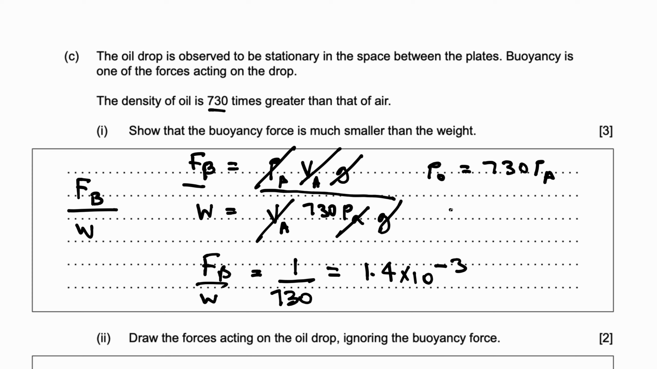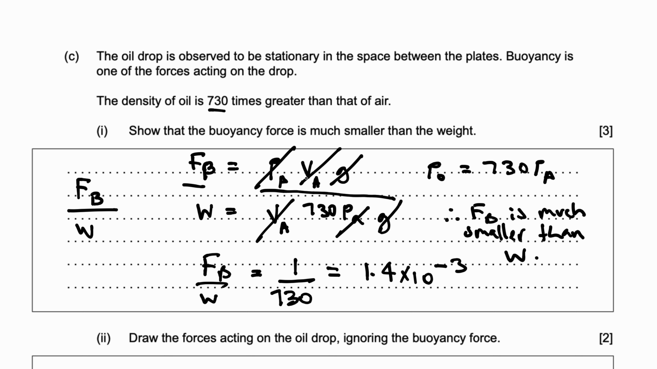Okay, and hence I can say that FB is much smaller than W. Essentially all I did was find the expression for buoyancy and weight, and if this ratio of expressions is greater than 1, I know that buoyancy is greater than weight. If it's less than 1, I know that weight is greater than buoyancy. In this case, since it's less than 1, I know that weight is greater than buoyancy, and hence I'm able to prove that buoyancy force is much smaller than weight.